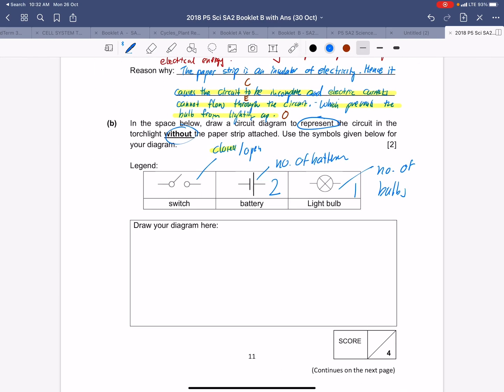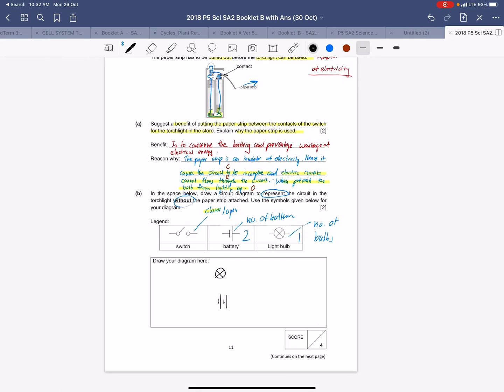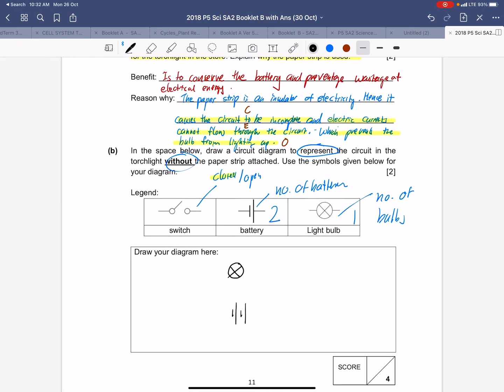So let's see. So I will actually draw my components in first. I know that I have a bulb, and I also know that I have two batteries, and I know I have a switch that comes between these two. And then I will connect using my wires.